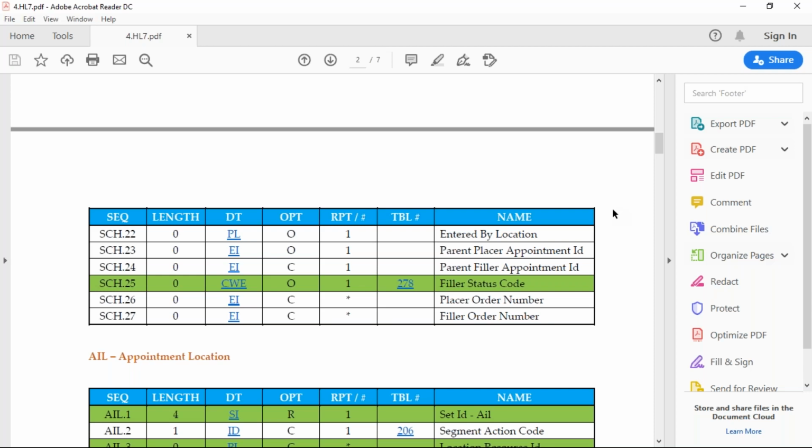Now we'll jump to the next scenario, which is to cancel an appointment. If an appointment has to be cancelled, a receptionist will go ahead and cancel that appointment in the PM system, and SCH25 will be sent as cancelled, and that appointment will show up as cancelled in the EHR system as well.